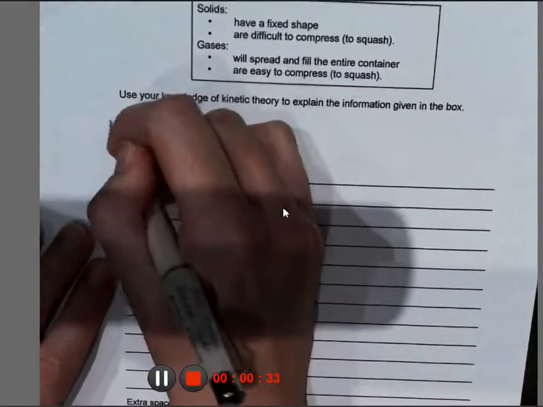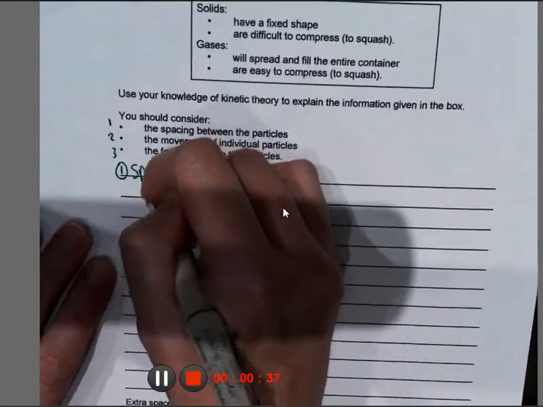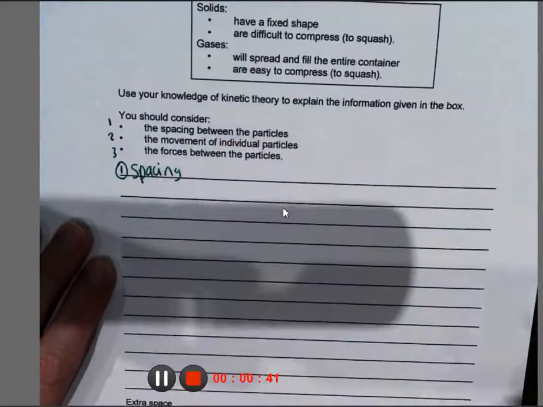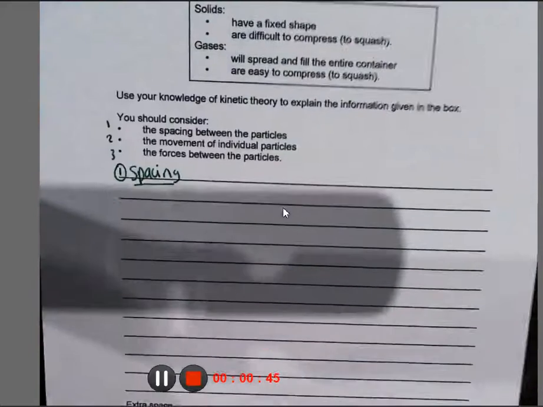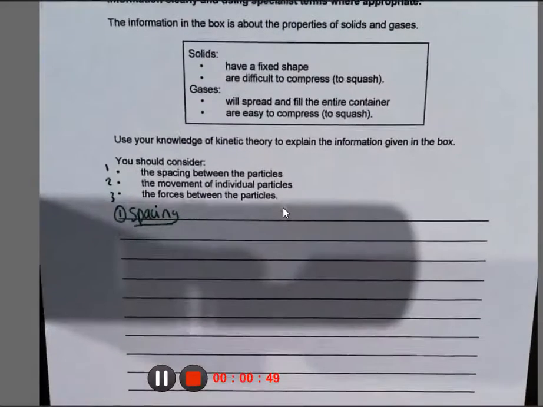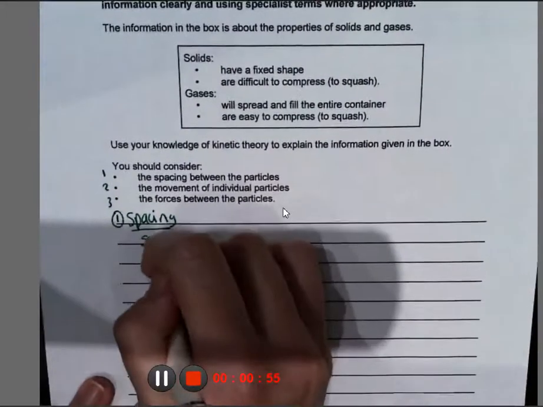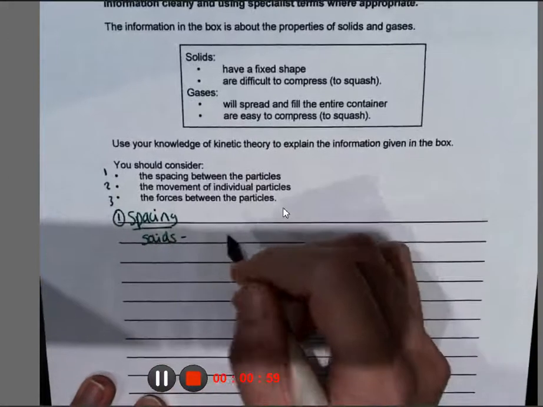So I'd start with 1, 2, 3. I'd number the bullet points and I would start with spacing. Okay? And you're explaining this information. So we're looking at how spacing means that solids have a fixed shape. So you would then put solids. So the particles are close together.